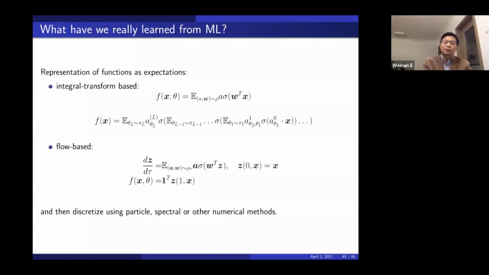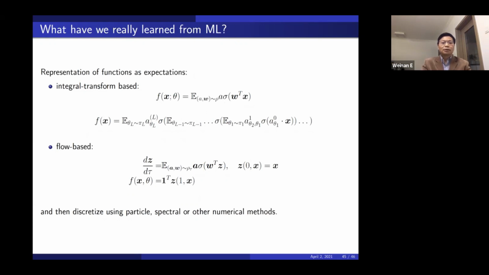What's really new in machine learning? I think it's actually this way of representing functions. You try to think of ways of representing functions as expectations. This way, or actually this way. I didn't explain this. This corresponds to multi-layer neural networks. But think about how to represent functions as expectations.